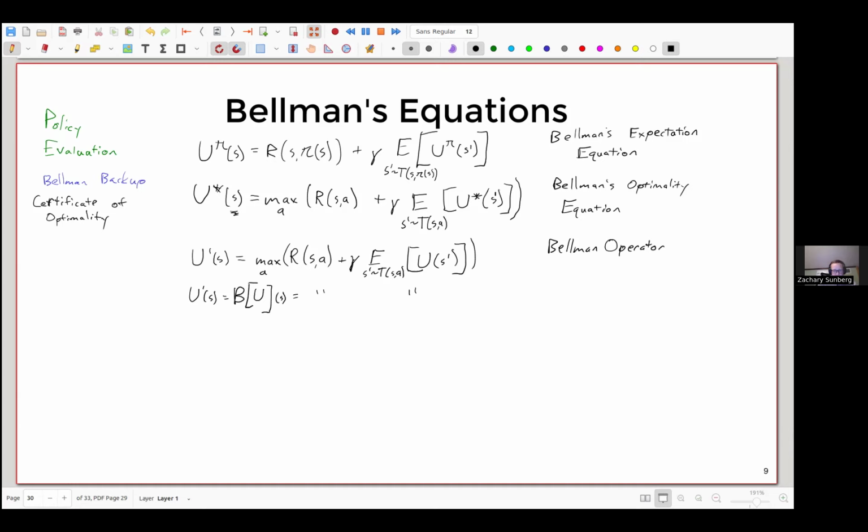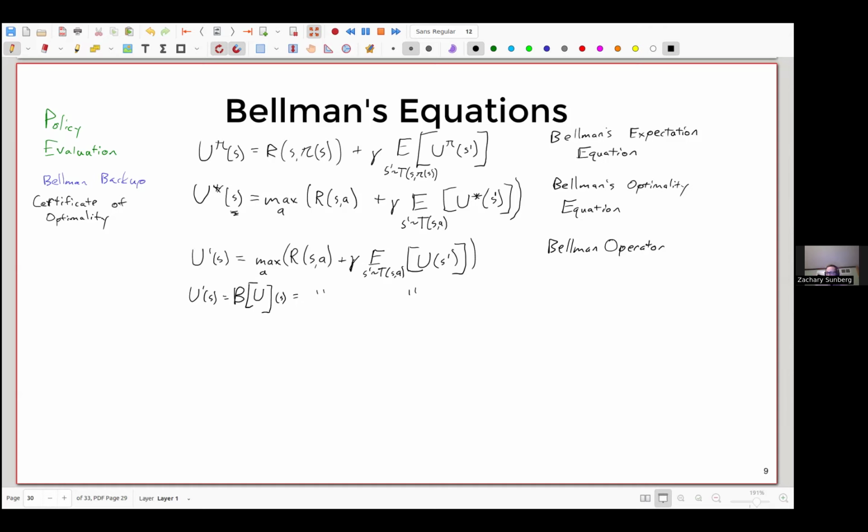And so basically the difference between the Bellman operator and Bellman's optimality equation is that in Bellman's operator, we're dealing with any value function U. So this does not have to be an optimal value function. It doesn't have to be a value function of a particular policy. It's just some function of all the states, or a vector with an entry for each state. And then if you apply this Bellman operator, you get U'.